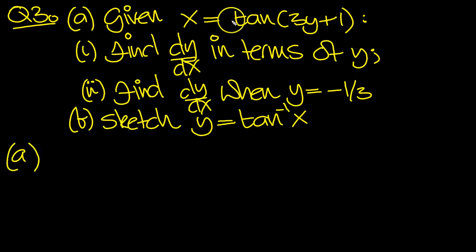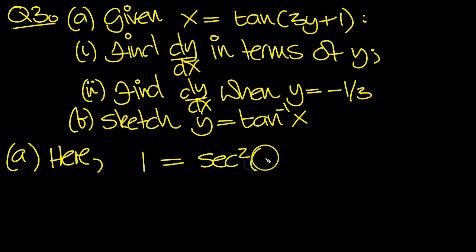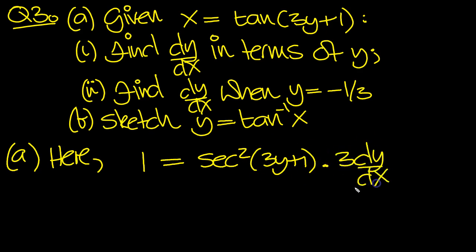So let's differentiate this to get dy/dx then. It's an implicit function. So differentiating: x goes to 1. Tan differentiates to sec squared of the something, multiplied by the something differentiated, which differentiates to 3 lots of dy/dx.